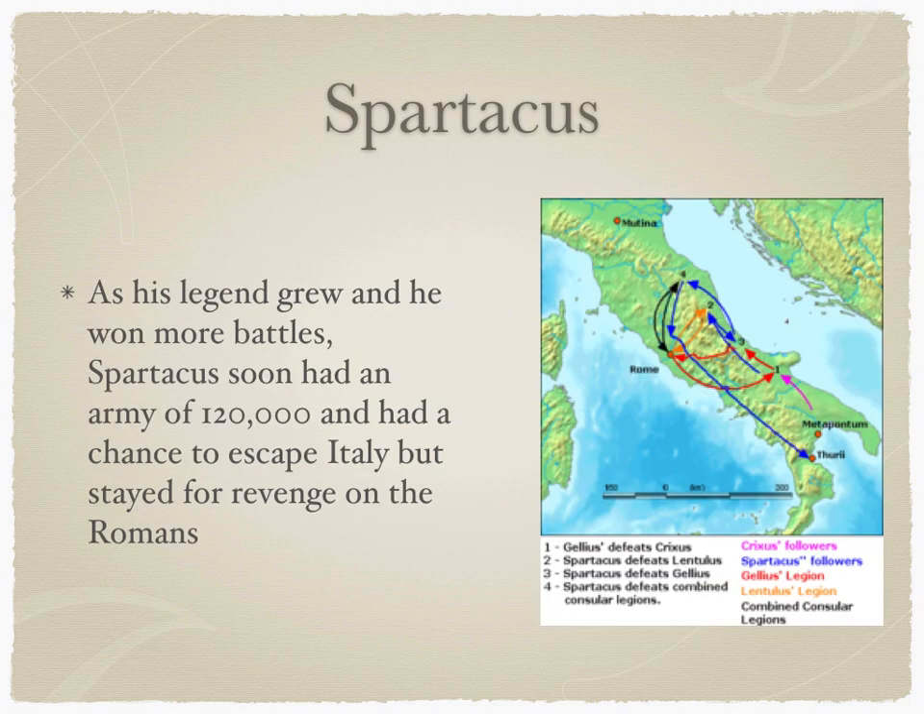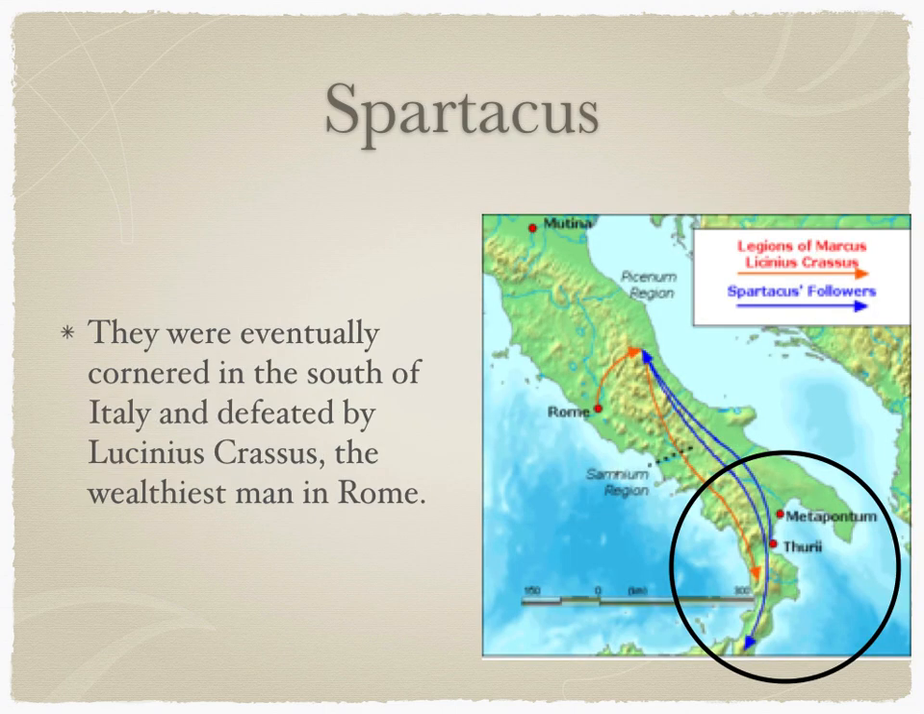Again, as his legend grew, more and more slaves flocked to his side, and soon he had an army of 120,000 soldiers. Eventually, they did have an opportunity to escape Italy for freedom, but decided to stay to try to take revenge on Romans and enrich themselves. Eventually, however, the Roman legions caught up with them because the Romans never give up. So eventually, they drove Spartacus and the rebel slaves down to the south of Italy, where they were defeated by a commander known as Licinius Crassus, who was at the time the wealthiest man in Rome. Hopefully we'll have a chance to look at Crassus because he's a pretty interesting character in himself.